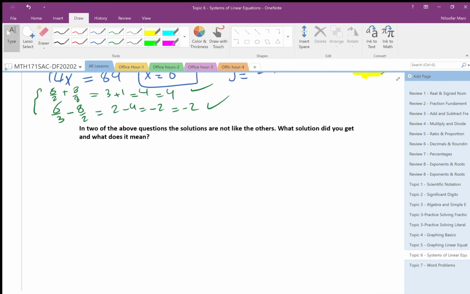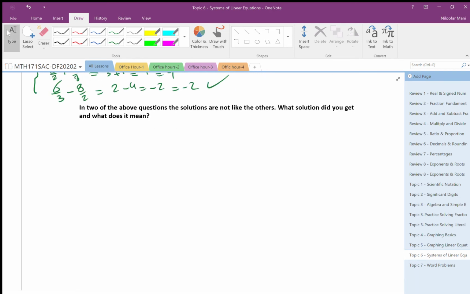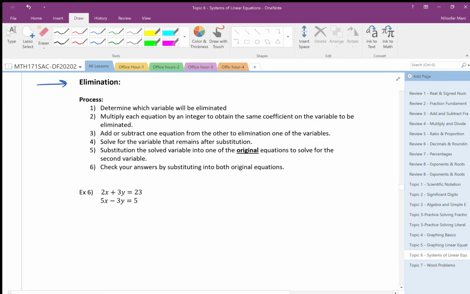In two of the above equations, the solutions are not like the others. This is what I talked about: for one of them you have no solution, and for one of them you have an infinite number of solutions. For the other examples, you just have one solution, which is one intersection between two lines.